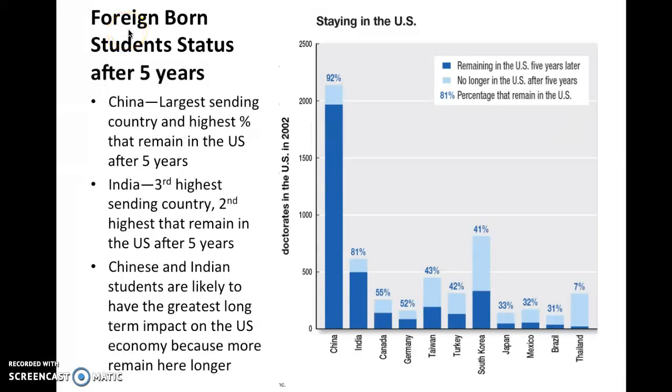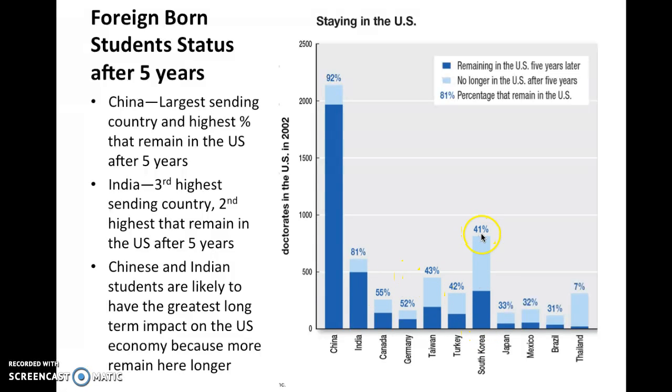Now this is an interesting slide, and it's here more for information. This is a slide of foreign-born college students, and their status after 5 years. So 5 years after they first got their student visa, what are they doing? Are they going back? China's the largest sender, as you would expect. The country with the highest percentage remaining in the U.S.: 92% of Chinese students who come here to go to college stay in the United States after 5 years. India is at 81% of the students they send here, but they send quite a bit less. I mean, about 25% as much.